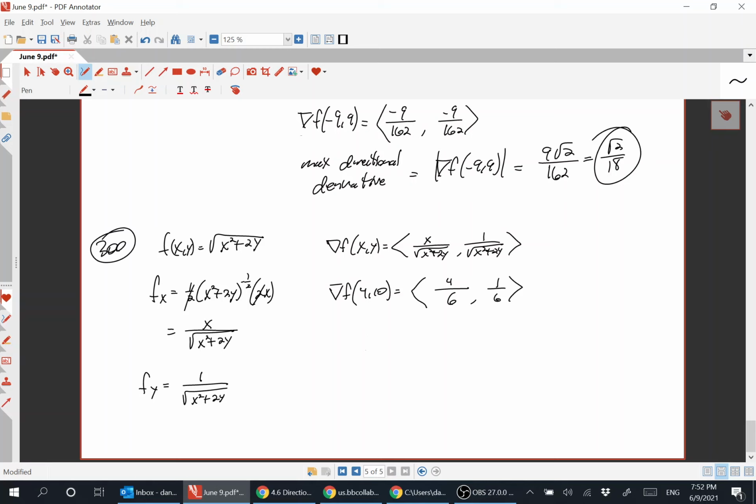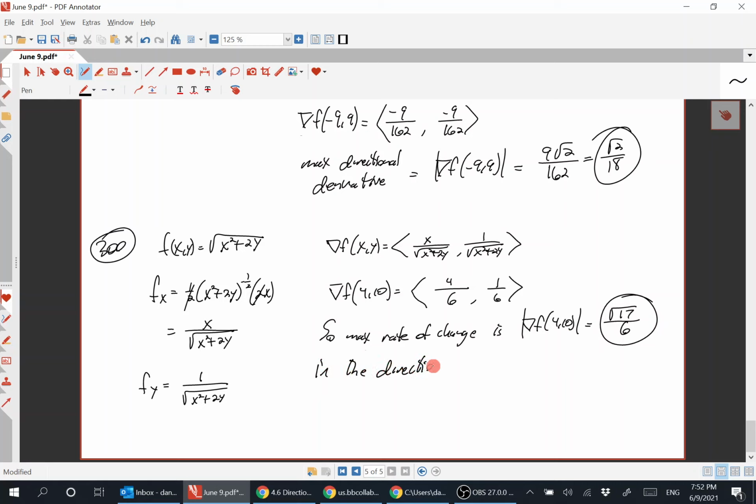The largest, so the max rate of change is just the length of the gradient at (4, 1, 0), which is the square root of 16 plus 1, square root 17 over 6. Right, in the direction u, well, it's given by the gradient of f itself, the gradient of f over the length of the gradient of f.